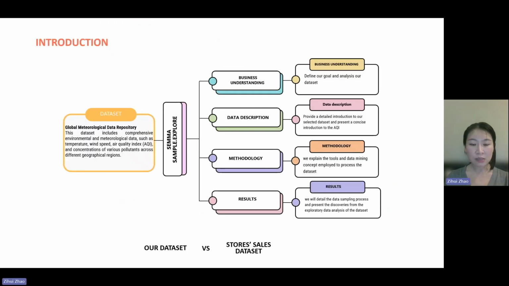In this assignment, we use the dataset from Global Meteorological Data Repository, and we focus on applying the first two steps of SEMMA methodology to explore it. Then the assignment is structured into four major sections, which are business understanding, data description, methodology, and results.